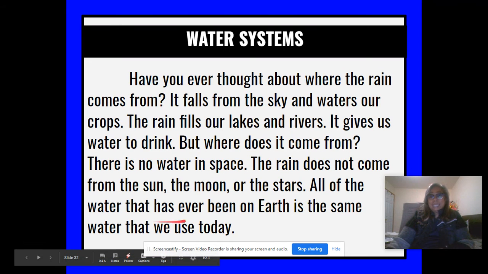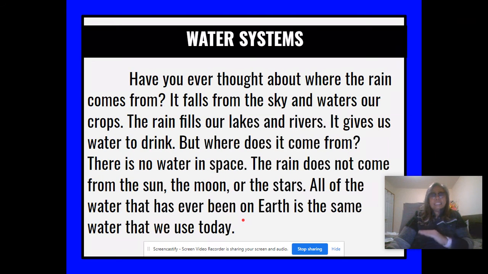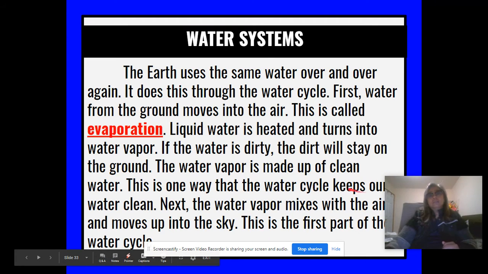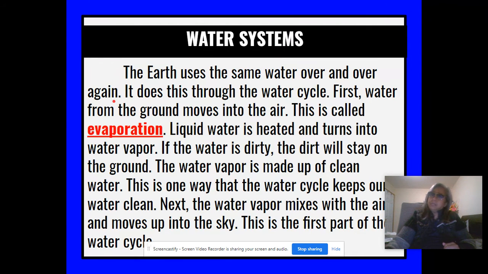All the water that has ever been on earth is the same water that we use today. Now, the earth uses the same water over and over again. Hard to believe, right? It does this through the water cycle.